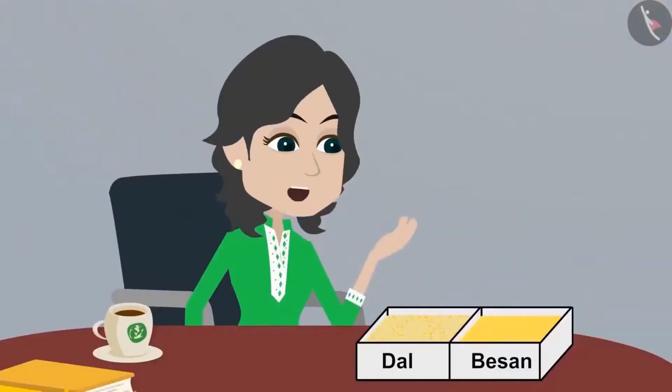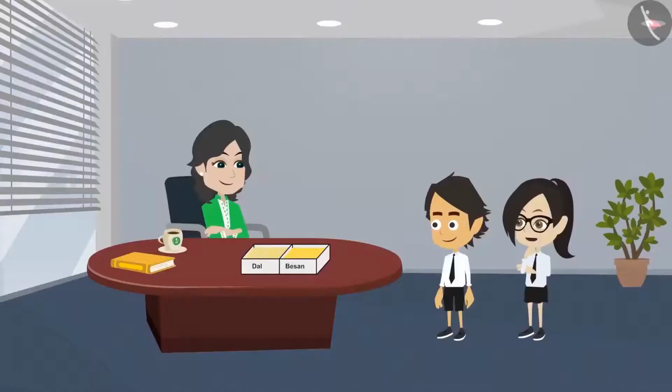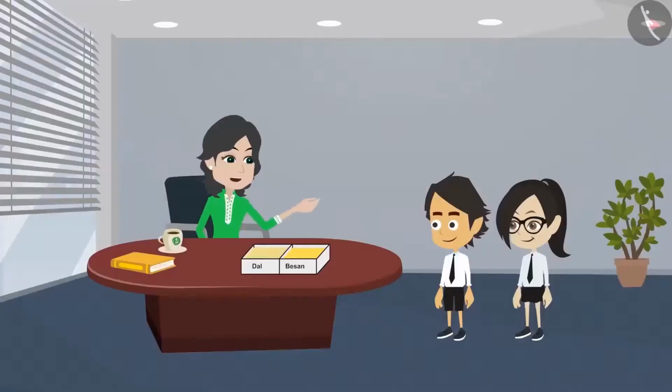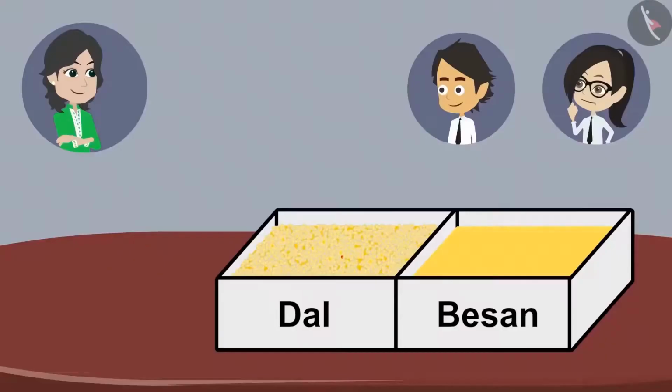Tell me, how will you divide dal and basin into two equal parts? We can divide dal into two parts because we can count dal. Okay, please try. I will start counting from this pile of dal. 1, 2, 3, 4, 5, 6, 7, 8.